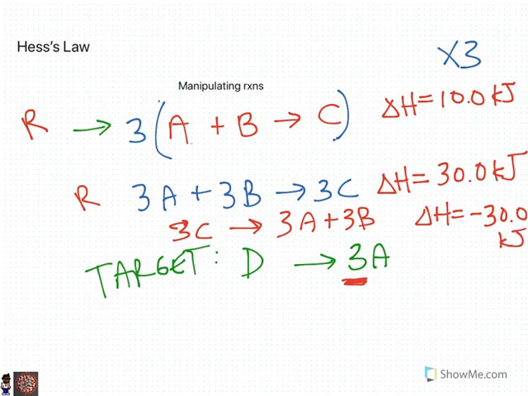So you guys are going to have some problems to practice. You're going to have to manipulate. In some cases, you only have to reverse. In some cases, you don't have to do anything. In some cases, you just have to double or triple, or you can multiply by 1/2 as well. And in some cases, you have to reverse and multiply. So good luck with your homework.